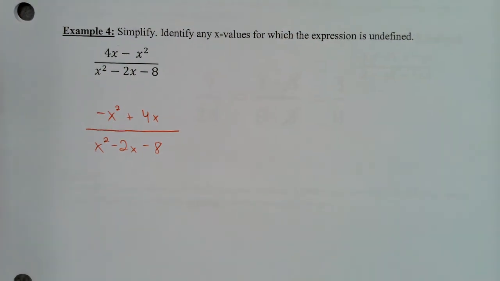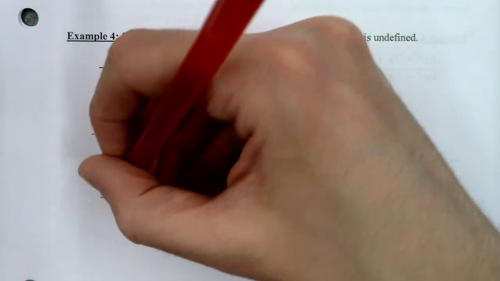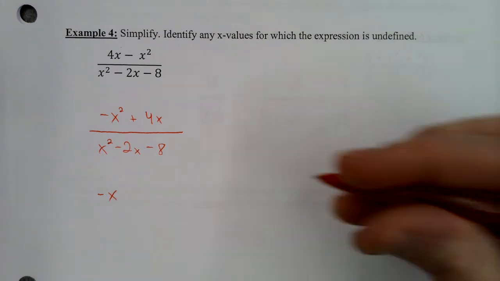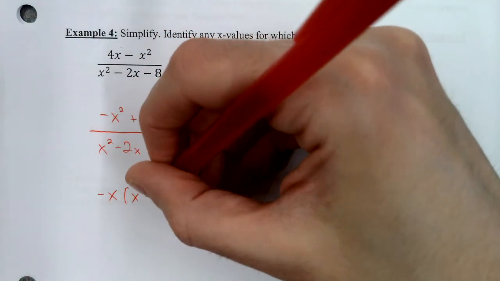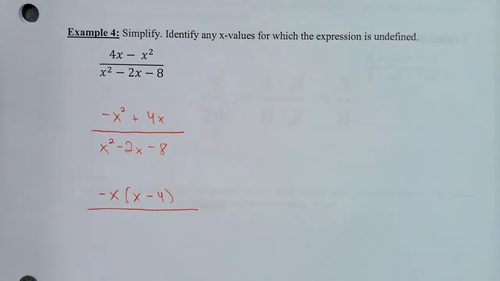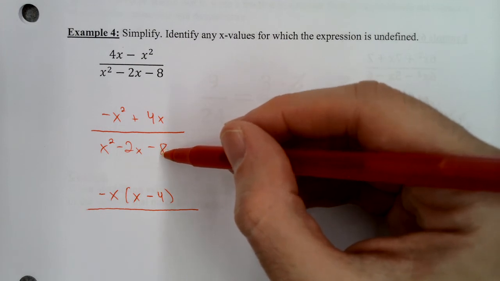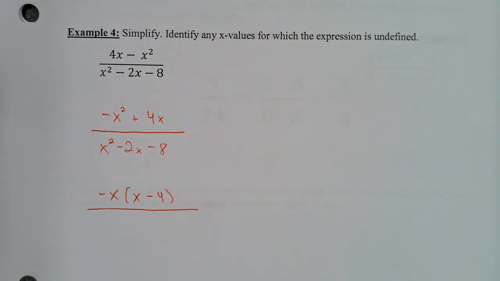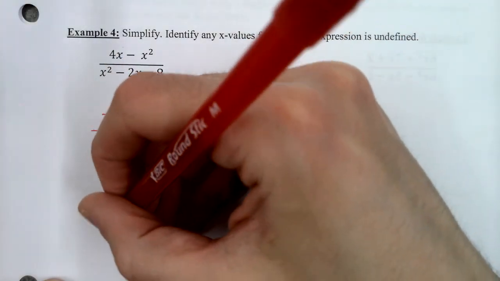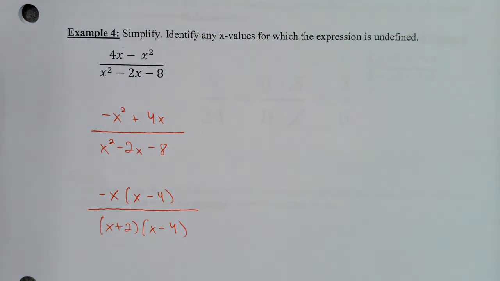For the numerator, I'm going to factor out the greatest common factor, and I'm going to take out a -x. I'll explain why in a minute. That'll leave me with x minus 4 in parentheses. Factoring the denominator, look for two numbers that multiply to -8 and add to -2. So that'll be x plus 2 times x minus 4.